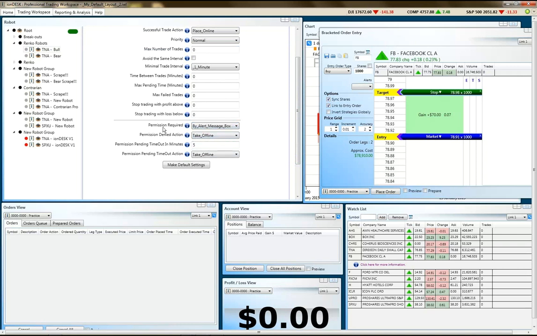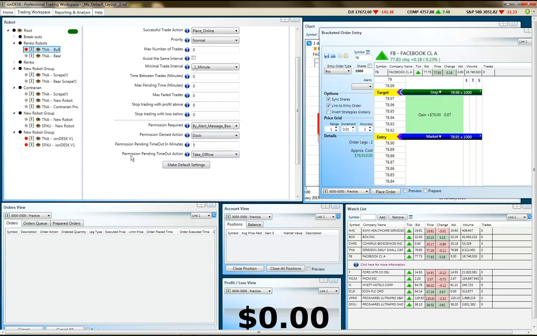So basically, what I'm saying is, I want you to alert me when this robot is ready to trade. Okay, and what action should I take if I deny that robot from running? Right here, I'm saying take offline. We could say place it back online, or we could say dock it. We're going to say dock. Okay, I'm actually going to undock this robot, because we're going to see what this does.